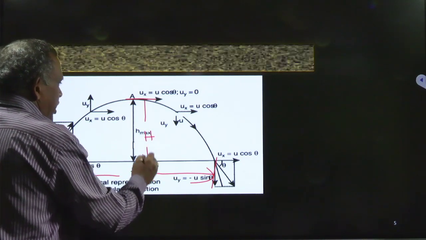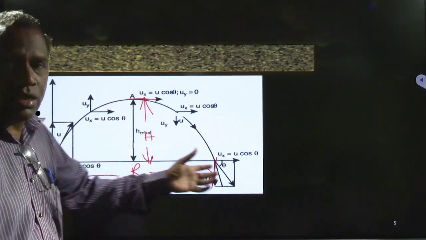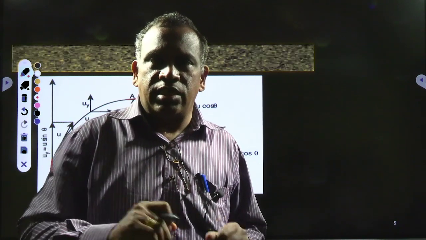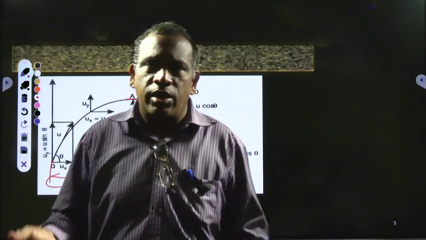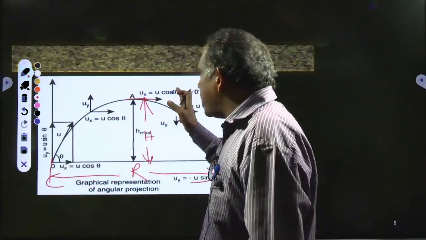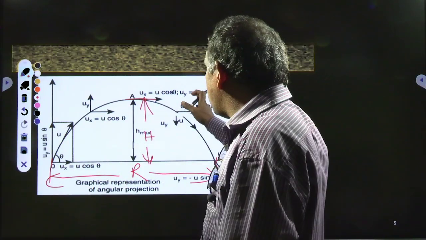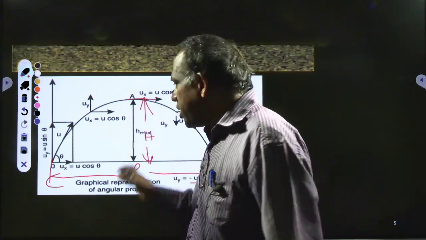Range is the horizontal distance. Maximum horizontal distance is called range. And maximum height is nothing but the height to which the body is projected. So the final vertical velocity will be 0 there. Okay, uy will be 0. That is called maximum height.